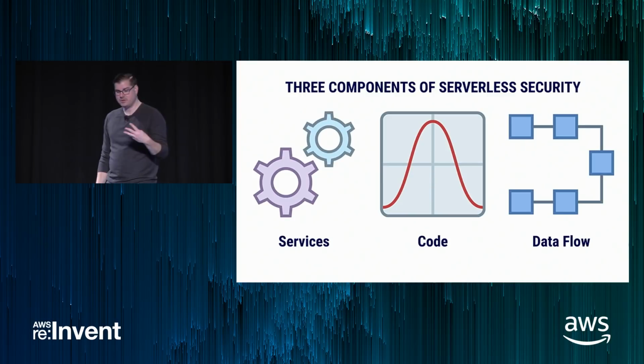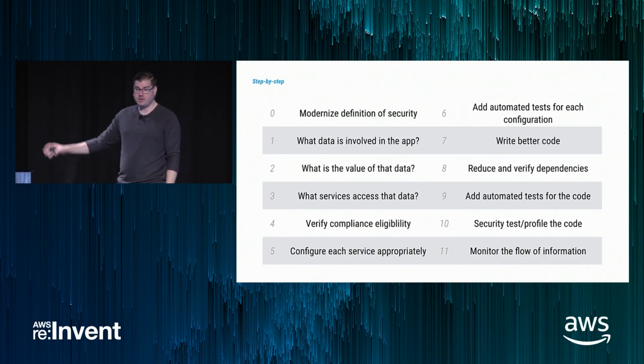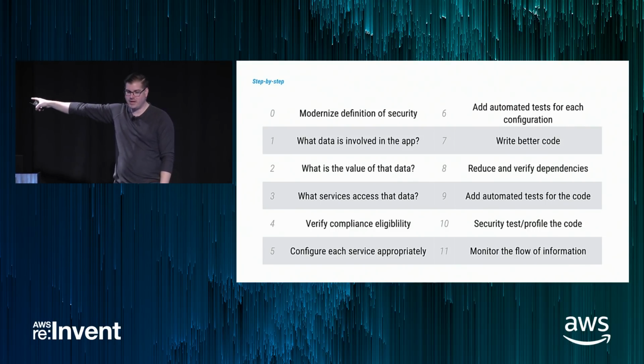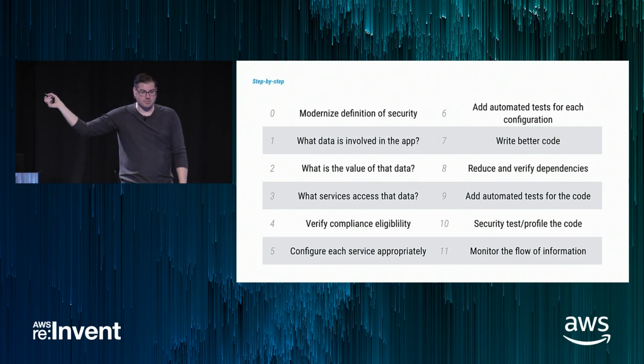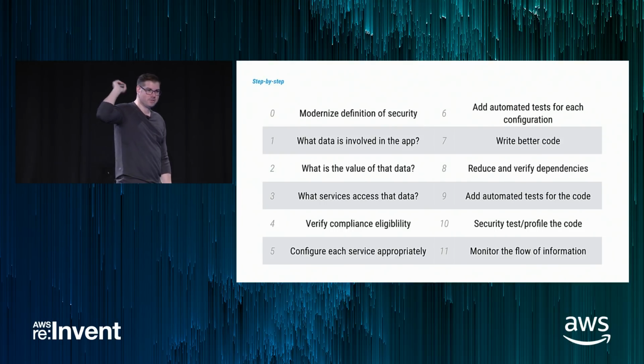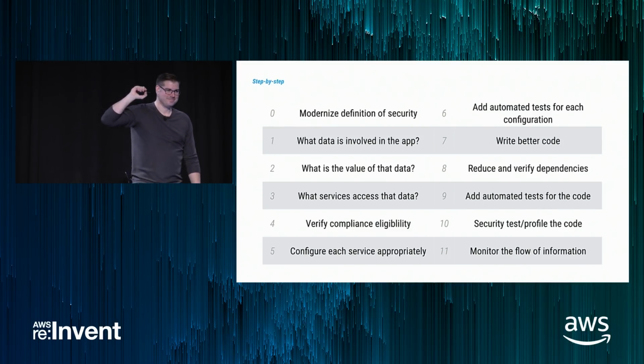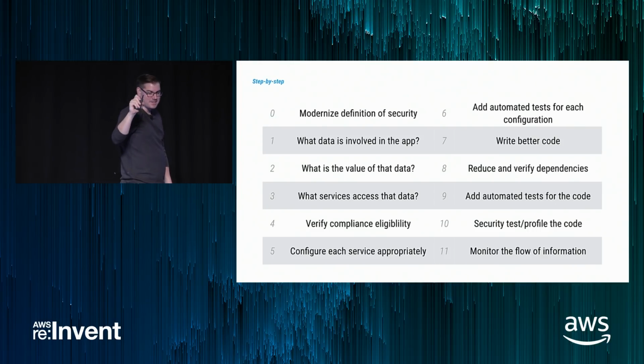We have 3 pillars for serverless security. We've got services, we've got code, we've got data flow. Here is the key slide. This is, you want to take a picture, this is the one, we're tweeting it out after, don't worry. There are 11 steps to do serverless security, okay? I realize there are 12 on here, but step 0 is simply accept the modern definition, right? This is it, very, very simple.